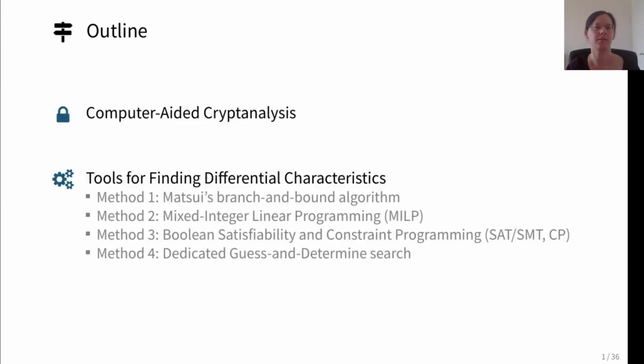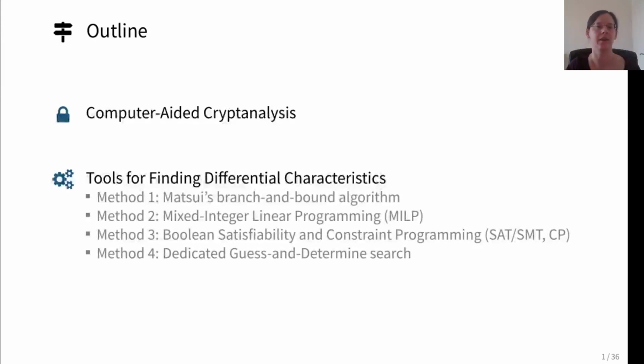So the first one, Matsui's branch and bound algorithm, is a general algorithm that has been suggested very early on by the inventor of linear cryptanalysis and has been used to find differential trails for DES. And we will quickly look at this algorithm, but also see that for modern ciphers, it's not really efficiently applicable very often. For this reason, we are going to look at 2 general purpose tools, which are sort of automated solvers for general problems, which can be adapted quite nicely to cryptanalysis goals.